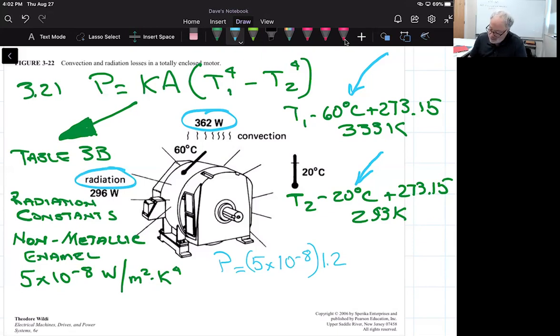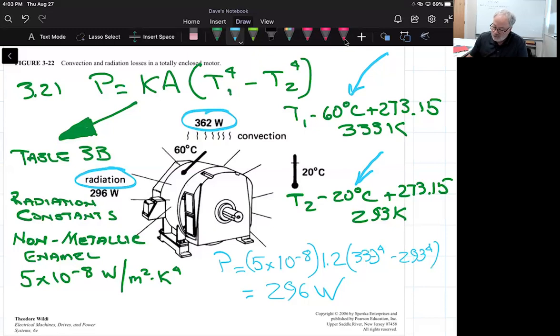And then what we do from there is we plug in 333 to the fourth minus 293 to the fourth, and we take care of that inside. We multiply it by 1.2, then we multiply it by 5 times 10 to the minus 8, and we end up with a number of 296 watts. This approximate value gives us the radiant heat loss in this motor.